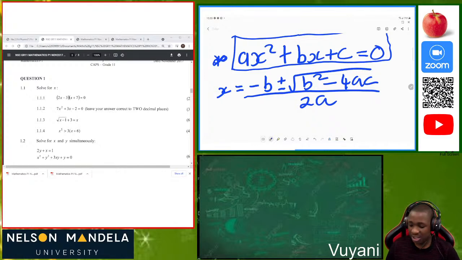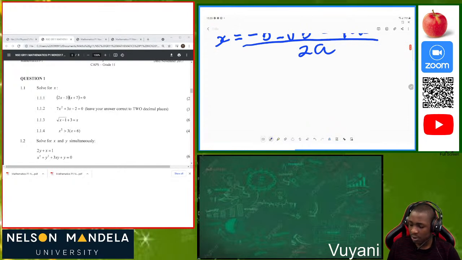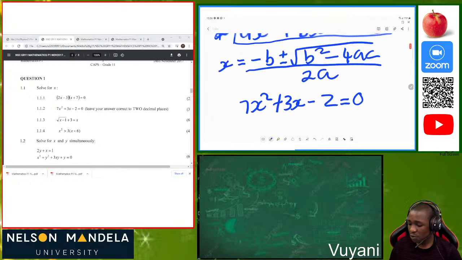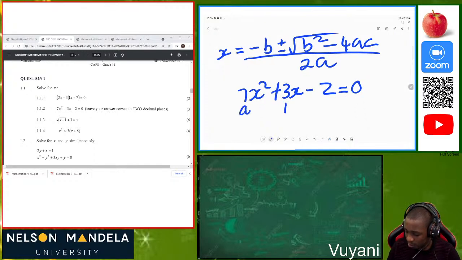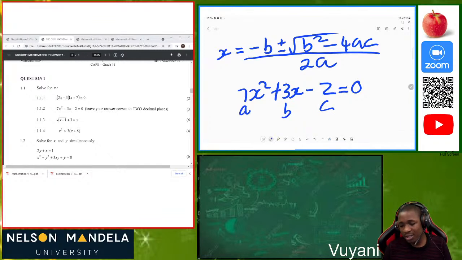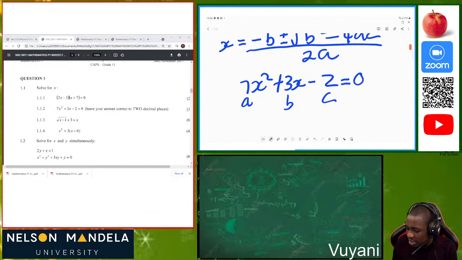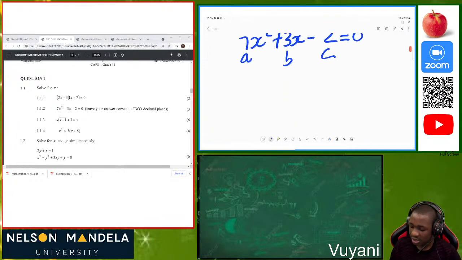Now in our question, we were given the equation 7x squared plus 3x minus 2 equal to 0. If you can't easily see which is your b, don't stress yourself. Just write down your a, b, and c. Always, the value of a goes with its sign, the value of b also goes with its sign, and the value of c always goes with its sign. Now we have already done the most important job. What are we going to do now? We're going to go to our quadratic formula.